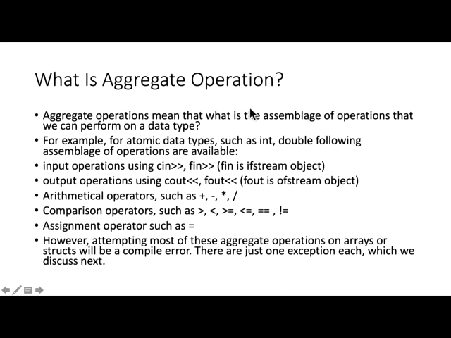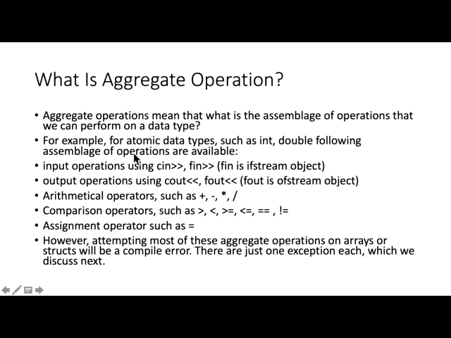What is an aggregate operation? Aggregate operations mean the assemblage of operations that we can perform on a data type. So a data type is like int, double, etc. And then you have an array, which is not a data type but a data structure, and a struct is a user-defined data type. So what is the assemblage of operations that we can perform on a data type?